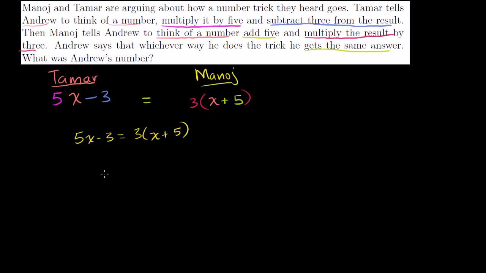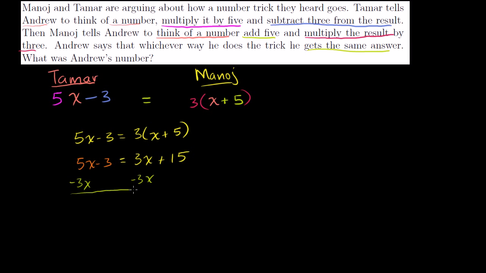I like to distribute out this 3. So that is equal to 3x plus 15. Always have to remember to multiply the 3 times all of the terms in parentheses. And of course, 5x minus 3 is equal to that. Now, I think you know how I like to operate. I like to get all of my x coefficients on one side. So let's get them all on the left-hand side, which means let's get rid of them on the right-hand side. So let's subtract 3x from both sides.